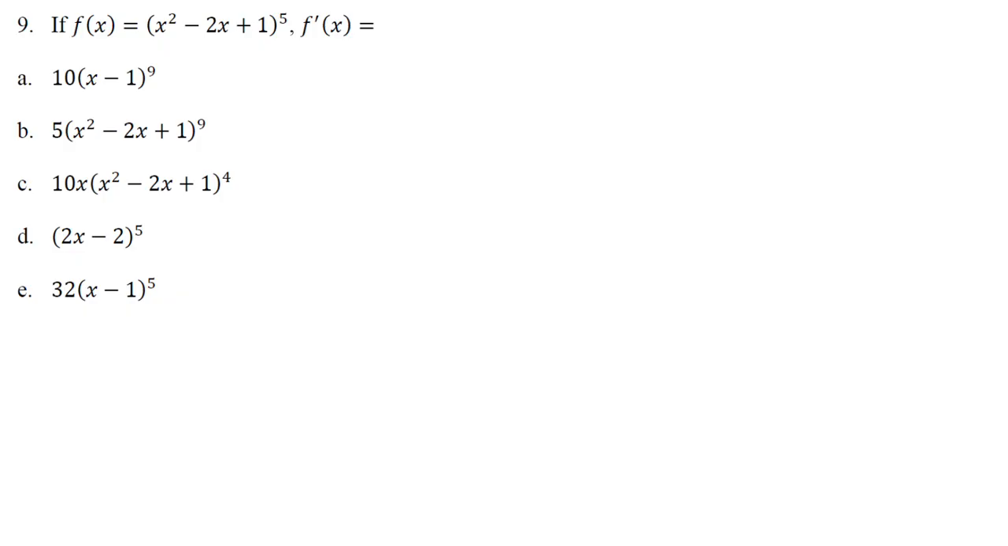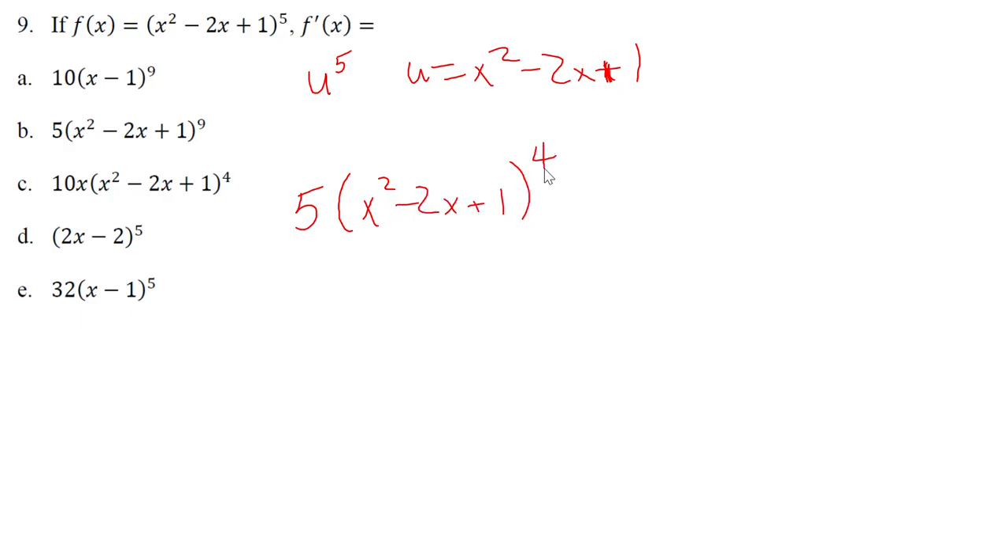Our next one here is again just asking for a derivative. This function is u to the fifth, where u is equal to x squared minus 2x plus 1. And so it's just the power rule, but with the chain rule as part of it. So we want 5u to the fourth, or 5 times x squared minus 2x plus 1 to the power of 4. And then we want to multiply that by the derivative of x squared minus 2x plus 1, which is 2x minus 2. Now the problem here is we look at our answer choices, and none of our answer choices seem to look like this.